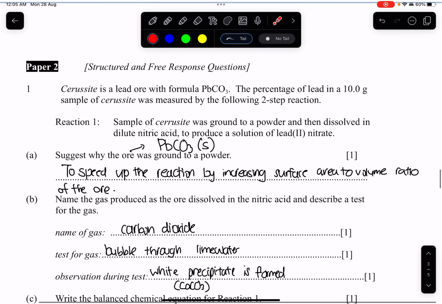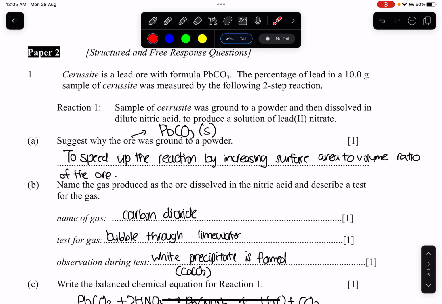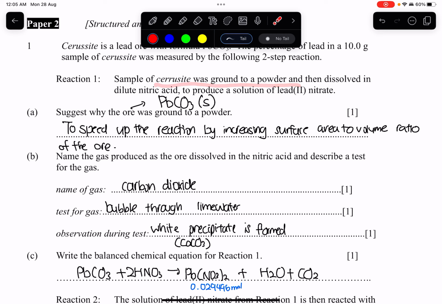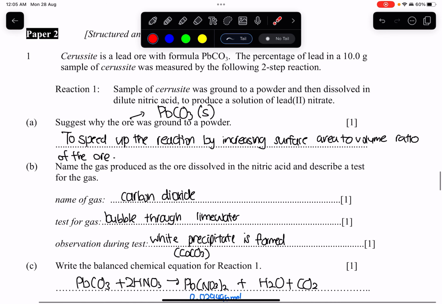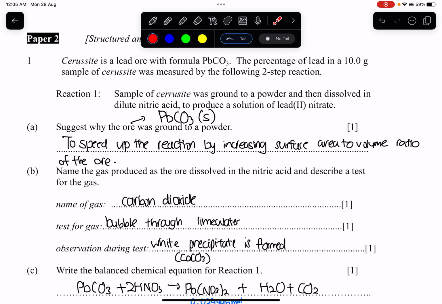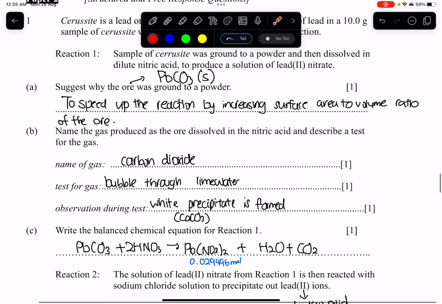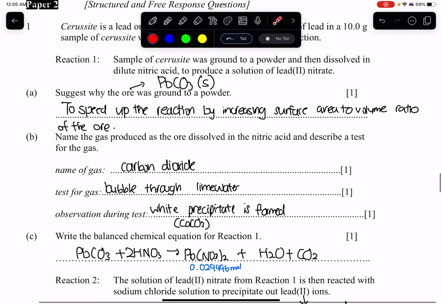For your structured and free response questions, for question 1, let's read the question. Cerussite is a lead ore with formula PbCO3. Remember, PbCO3, check for solubility, is insoluble in water. Percentage of lead in 10 grams is measured by the following two-step reaction. In reaction 1, cerussite was ground to a powder and then dissolved in dilute nitric acid to produce a solution of lead 2 nitrate. However, there is a mistake in the question because remember, PbCO3 is insoluble, so it won't dissolve in the nitric acid. So I want you to ignore that part and just focus on the reaction part.